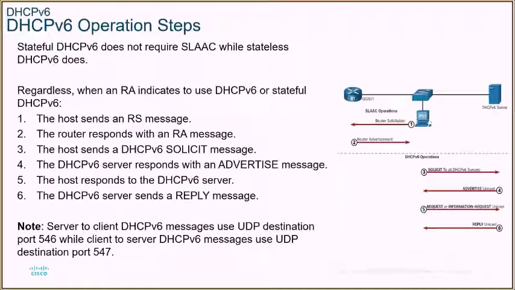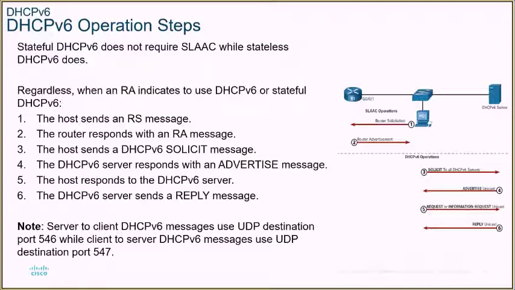Okay, so DHCP version 6. Stateful DHCP does not require SLAAC, while stateless DHCP does. Regardless, when an RA indicates to use DHCPv6 or stateful DHCPv6, basically the process starts out the same. The host sends a router solicitation message. The router responds with an RA message.